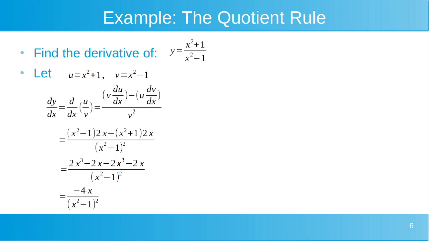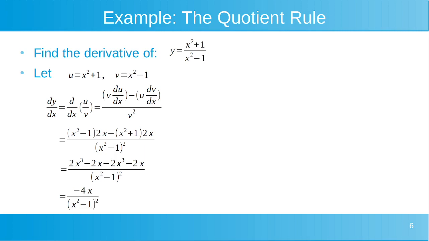So if we substitute all of those values into our equation for the quotient rule, we get that the derivative dy dx is equal to (x squared minus 1) times 2x, minus (x squared plus 1) multiplied by 2x, all divided by (x squared minus 1) squared. And when we multiply that out, that's equal to 2x cubed minus 2x minus 2x cubed minus 2x, all divided by (x squared minus 1) squared.